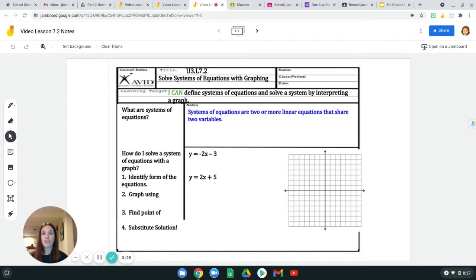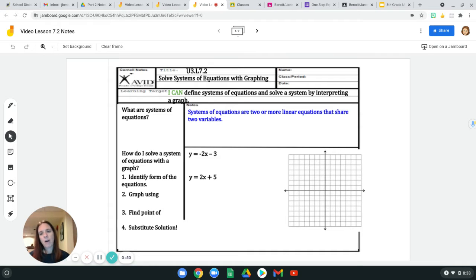All right, so our question starts again just to remind us what are systems of equations. Systems of equations are two or more linear equations that share two variables. You already have that definition, but you can write it again. Remember, you can pause and rewind at any time to catch what you need to catch here.